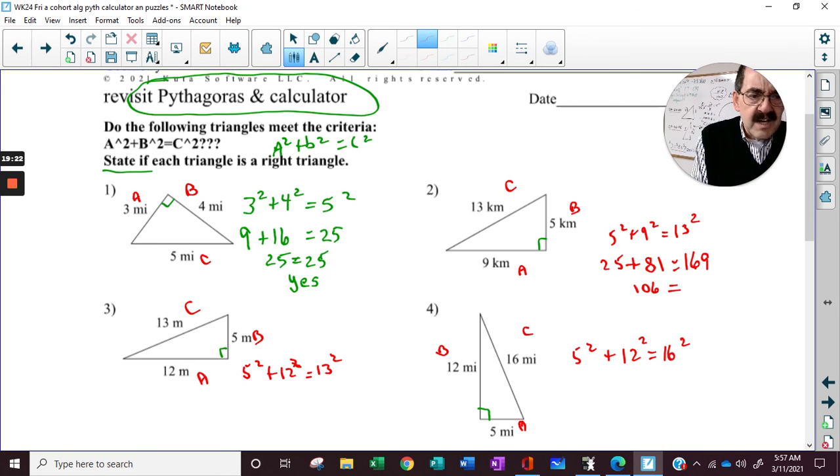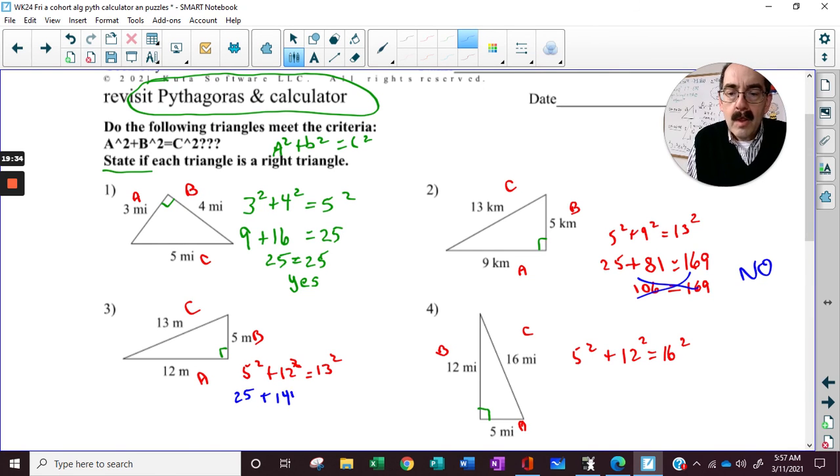106 does not equal 169. No. Oh my gosh. I remember Monty said this back in November. The 5, 12, 13 triangle.